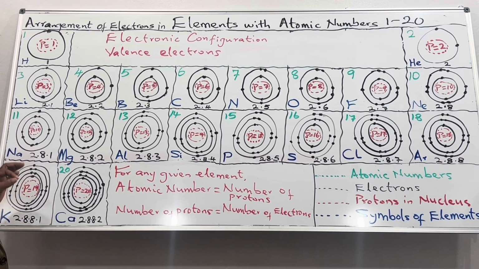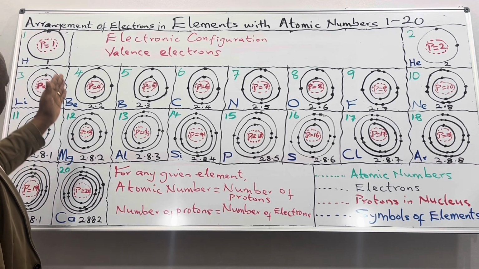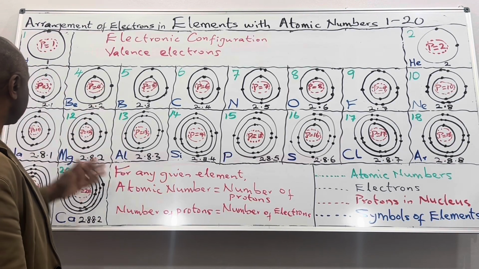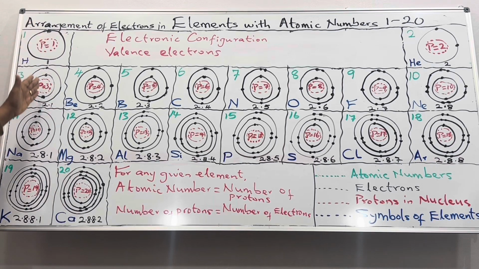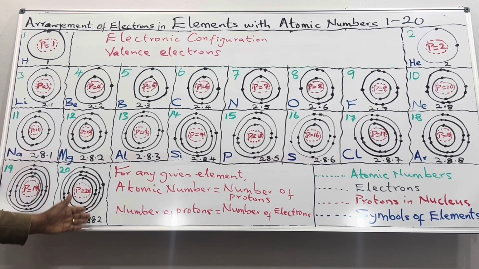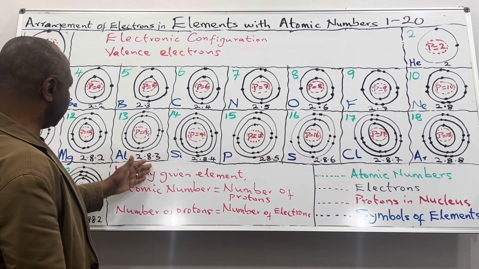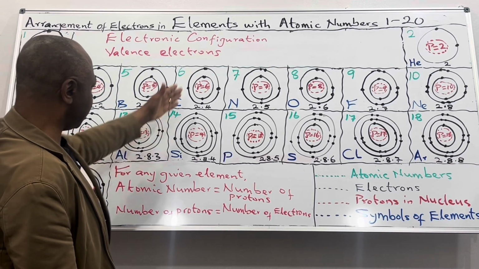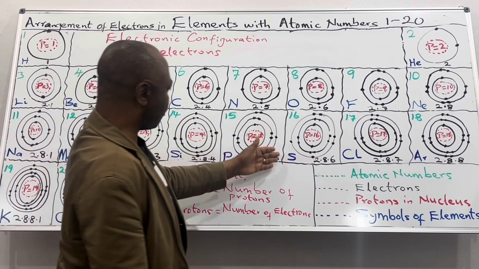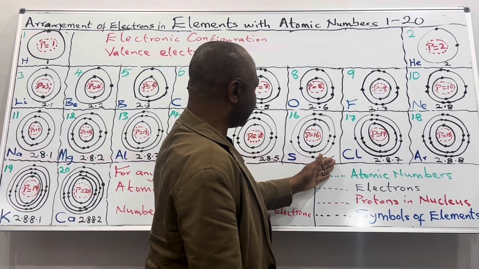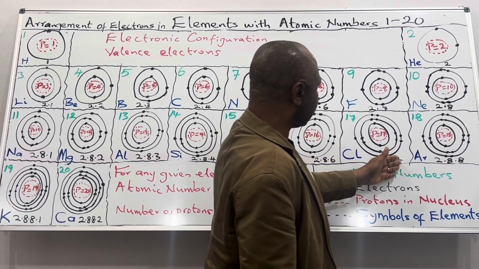Another pattern I would like us to notice is that when you look at a column, each element in a given column has the same number of valence electrons. In this column, each element here has 1 valence electron. Each element here has 2 valence electrons. Each element here has 3 valence electrons. Here, 4 valence electrons, 5 valence electrons, 6 valence electrons, 7 valence electrons.